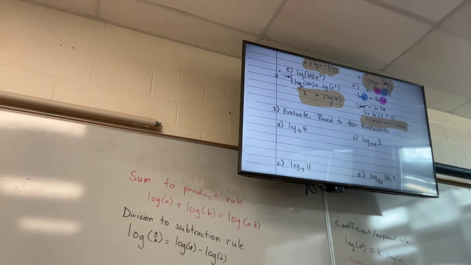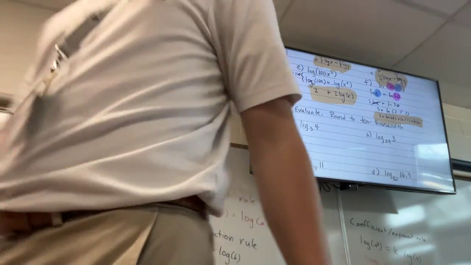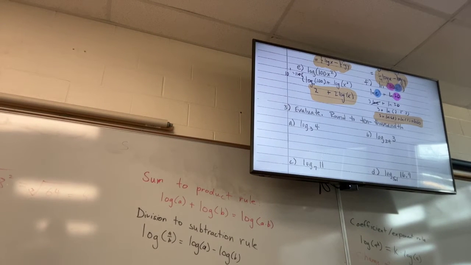Alright, evaluate, round to the nearest ten-thousandth. Log base 3 of 4. Anyone have any ideas how to do these? I know multiple ways to do these. Let me show you the right one.